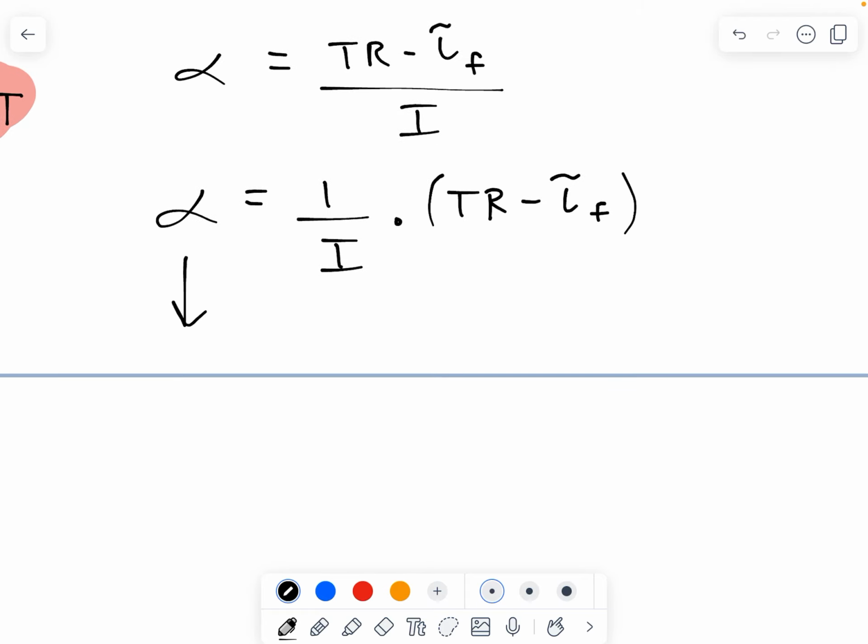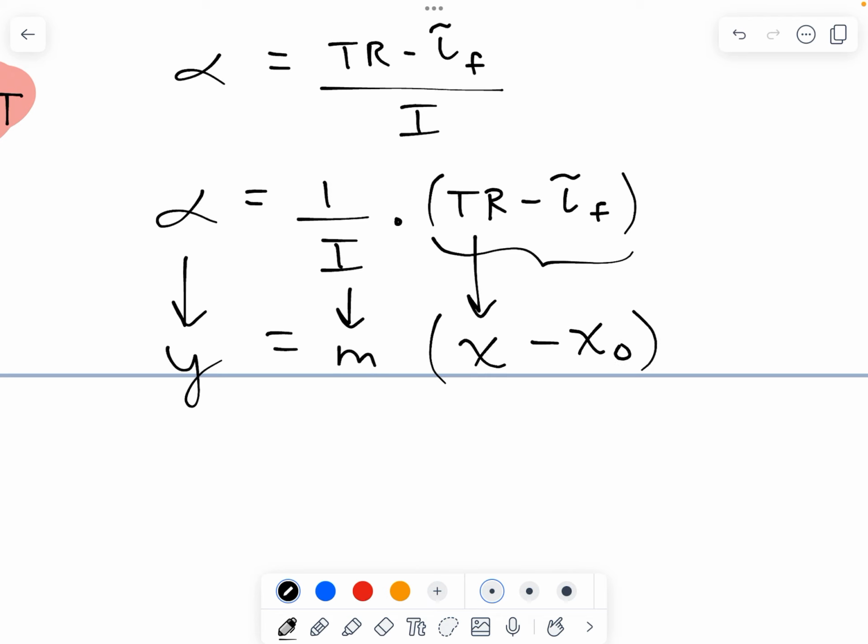Let's put it into basic form. Y equals mx, so notice our slope is 1 over I, so we can use the slope to solve for I. And this portion right here is not just X. The TR is what we graphed on the X-axis. That was our torque. We didn't even factor in friction. So minus, I'm going to call this X naught. What I want to show you is this value, X naught, is how much the graph shifts to the right, and that is the value of the internal torque.